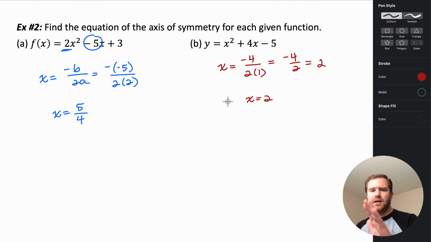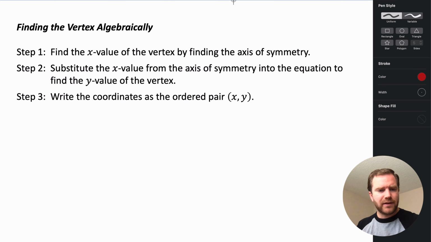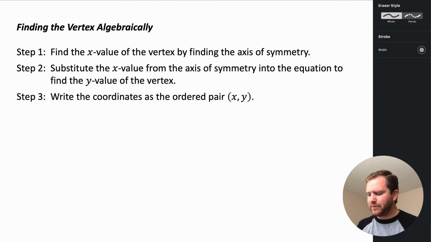And it's also the vertical line by which our function is symmetric about, so we can actually use some of those properties to help us graph. So another thing that we need to know how to do: we looked at how to find the axis of symmetry algebraically, but if we're not given the graph, we need to be able to find the vertex. So how do we do that?